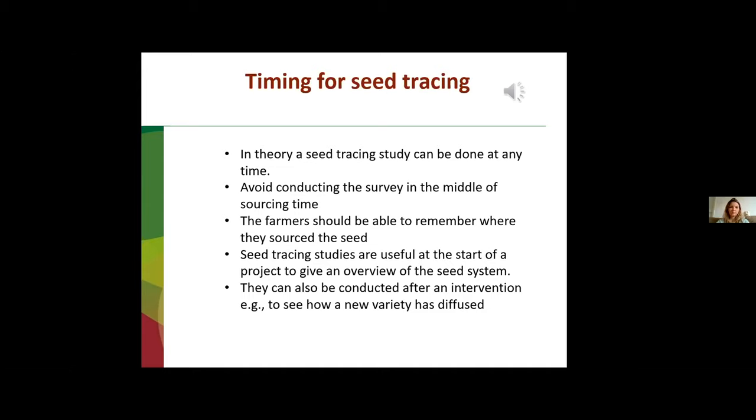Also, farmers should be able to remember where they sourced the seed, so asking questions about too long ago or too big a time window won't work. If they are used at the start of the project, they can give an overview of the seed system where maybe an intervention is made, or they can also be used afterwards to see how successful the intervention has been.